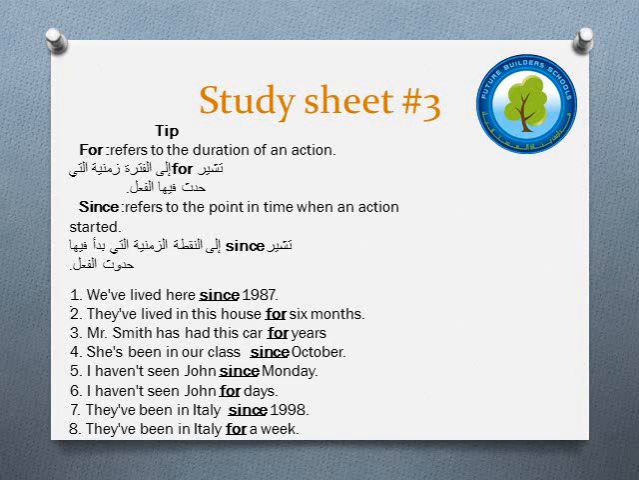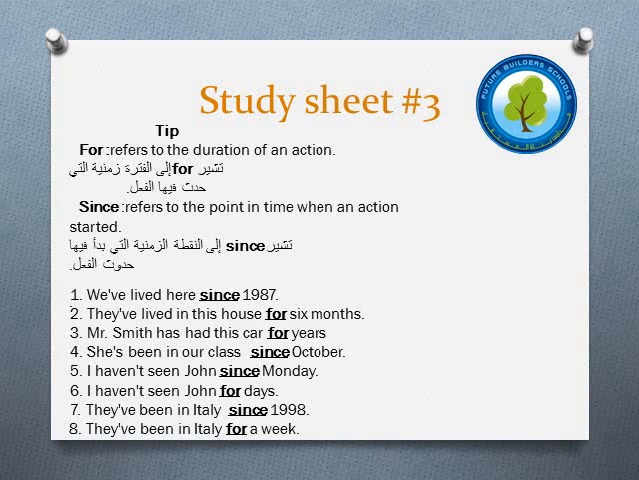But while sentence number 2, we've lived in this house. لقد عشنا في هذا البيت for 6 months. لمدة 6 أشهر، ولكن لم يذكروا متى بدأت ال6 أشهر. They didn't mention when these 6 months started. Mr. Smith has had this car for years. Mr. Smith يمتلك هذه السيارة لسنوات. And also they didn't mention.